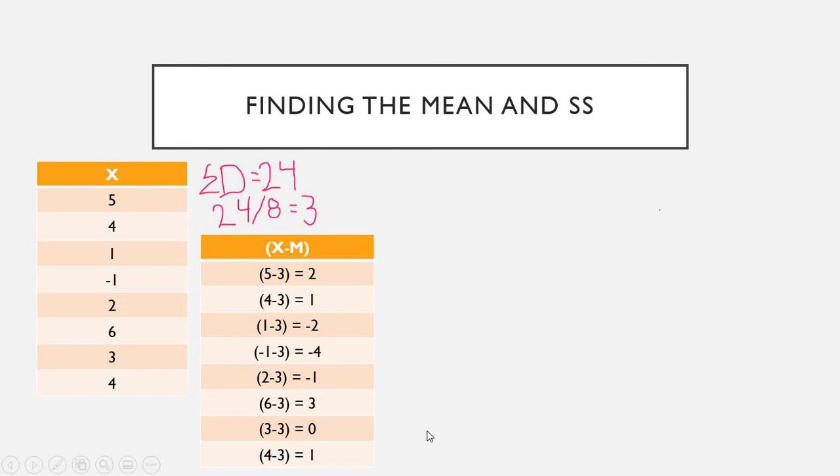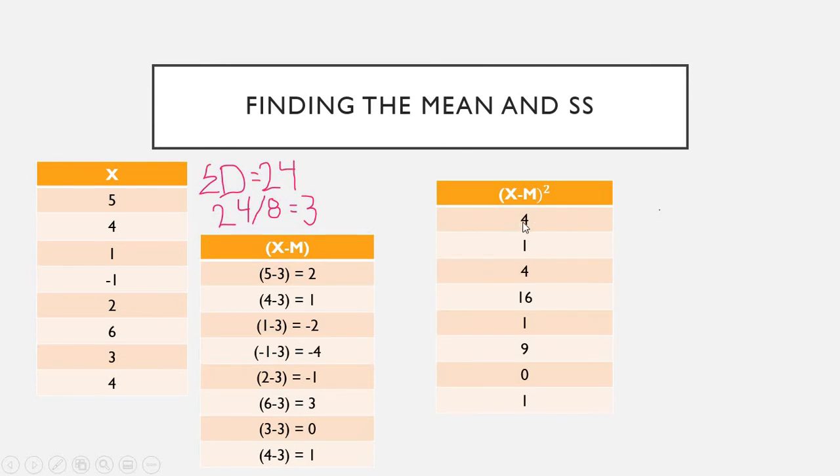Then we add them all up, and if they're correct, they equal 0, which means we have to square them. So we get 4, 1, 4, 16, 1, 9, 0, and 1. So we add all these up, and it gives us the sum of the squares, which is 36.